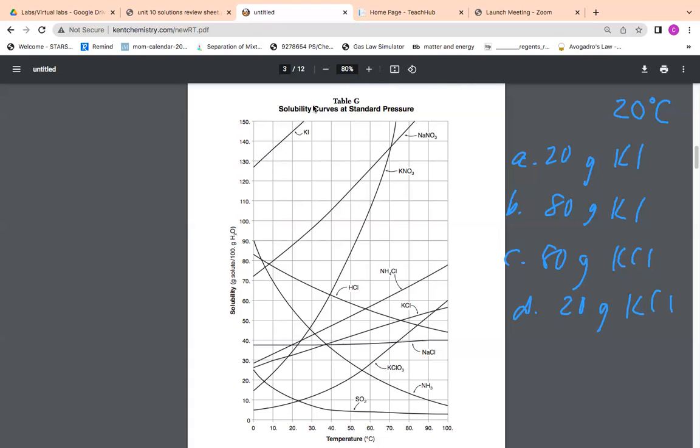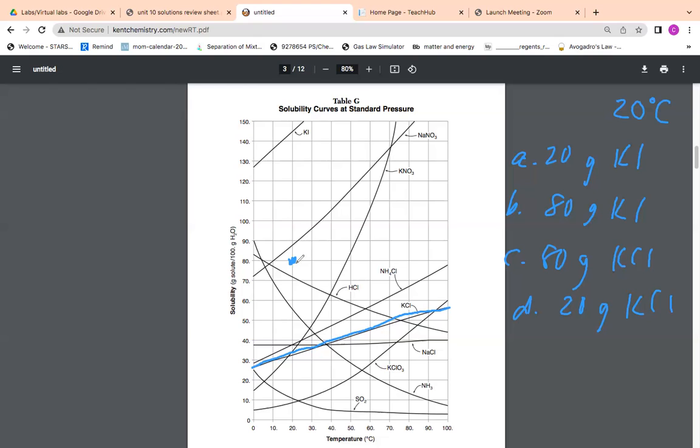Now I'm going to highlight my other line, which would be KCl. So here's my line. Oops, that's not good. This also is not fantastic. Just pretend it's good. Okay, so there is my line. Again, we're at 20 degrees Celsius. 80 grams of KCl would be all the way up here. So we are well above our line. So this is the supersaturated solution that we're looking for.